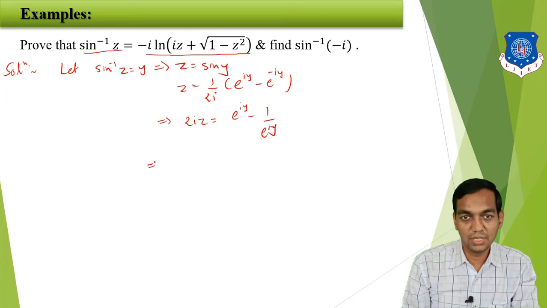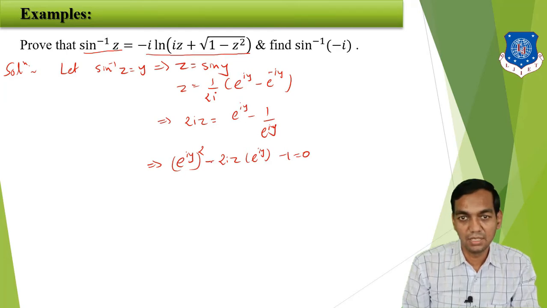So if we take LCM and write the equation in the form of equal to 0, then you will get (e raised to iy) whole square minus 2iz into e raised to iy minus 1 is equal to 0. Now this is a quadratic equation in the form of e raised to iy. If you put e raised to iy equal to a, then you have a square minus 2iz a minus 1 is equal to 0.